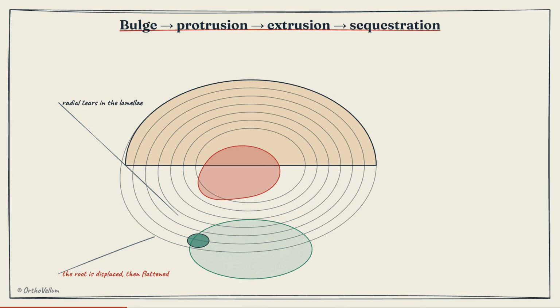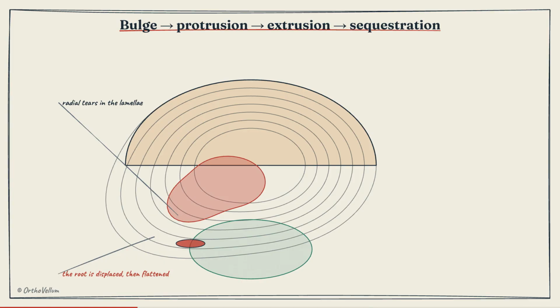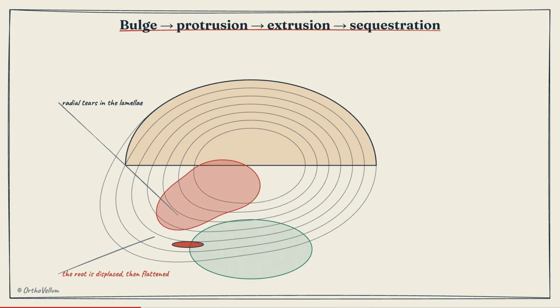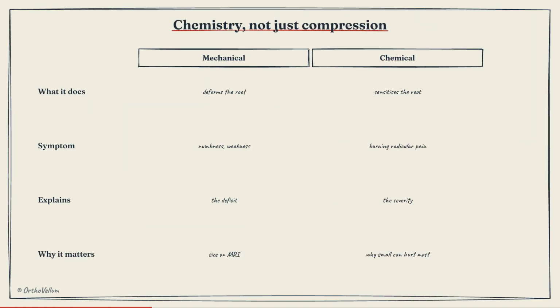Then the nucleus tracks further through the annulus, while the outermost layer still contains it, and that is a protrusion. When nuclear material breaches the last fibers and enters the canal, it is an extrusion. And if a fragment separates entirely from the parent disc, it is a sequestration. Those four words are not just classification. They predict behavior, and, as we will see later, the ones that look worst on the scan are often the ones that resolve best. But here is the part that is genuinely surprising.